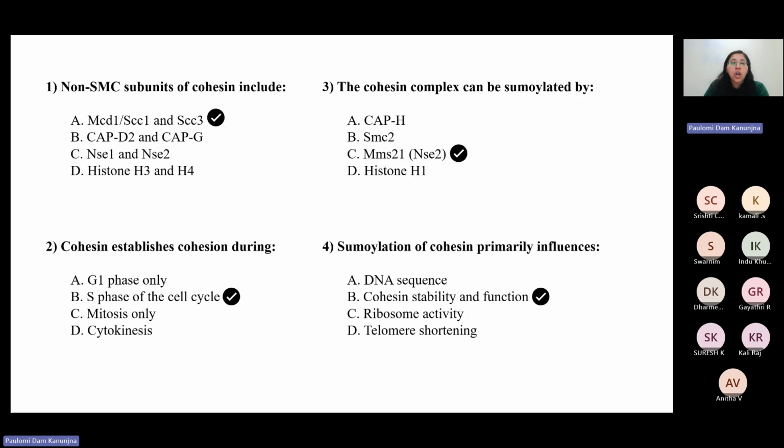Non-SMC subunits of cohesin. Now, every SMC complex has core SMC proteins and then non-SMC subunits. So the non-SMC subunits you also need to remember. For this one, what is the non-SMC subunit of cohesin? Cohesin establishes cohesion during which phase? This is again a very repeated question. We know this already. The cohesin complex can be sumoylated by, and sumoylation is what I told you I would discuss. So I'll do that here.